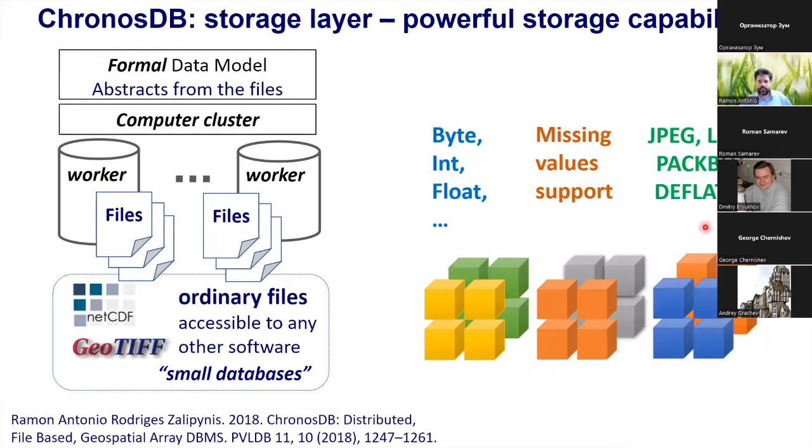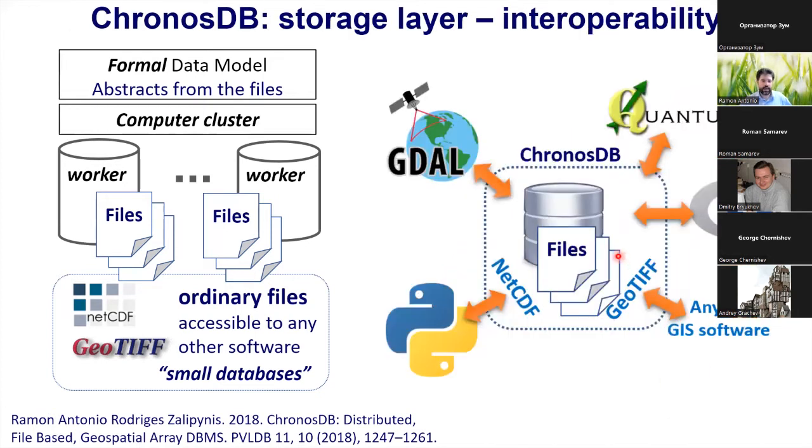ChronosDB immediately gets powerful storage capabilities that include storing diverse data types, efficient missing values support, and numerous compression techniques out of the box. Moreover, ChronosDB arrays are readily accessible to any other software as a set of ordinary files, for example, geographic information systems, R, Python, and many other software that can read such files.